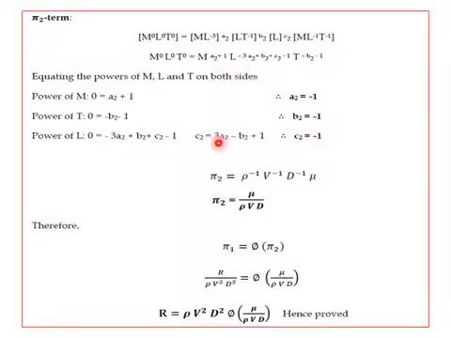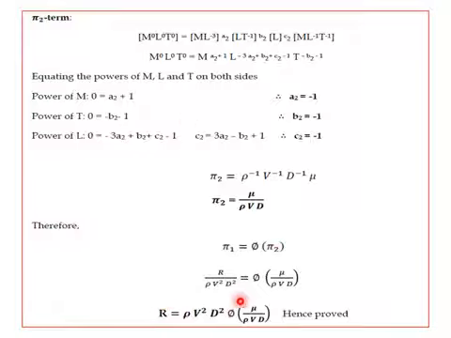So therefore, by knowing the values of a2 and b2, you can solve for c2. Now substitute the values of a1, a2, b2, c2 in, so rho to the power of a2, v to the power of b2, d to the power of c2. So we get mu by rho v d. So that's how we know that pi 1 is also a function of pi 2. So substitute the values of pi 1 here and rearrange, and we get the required equation.